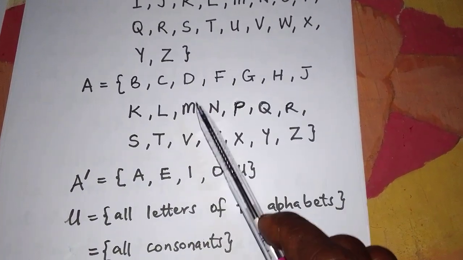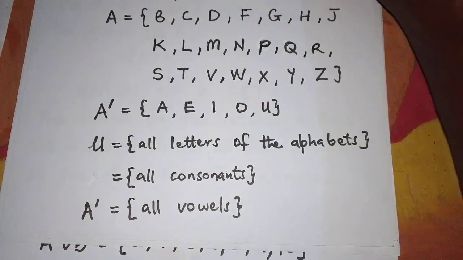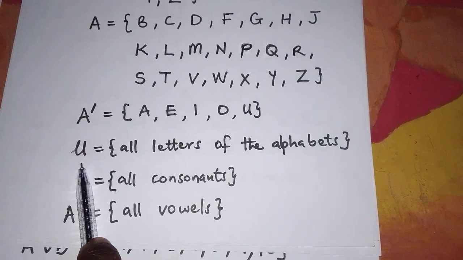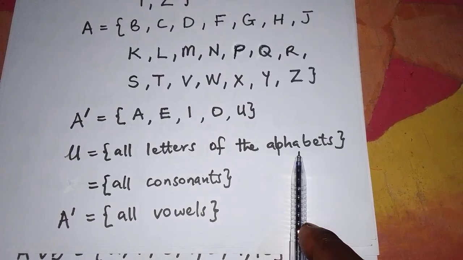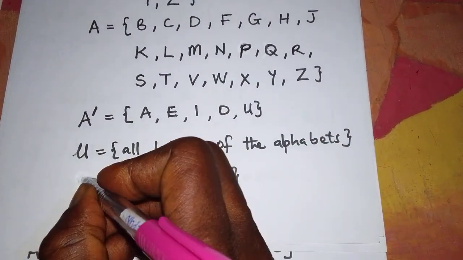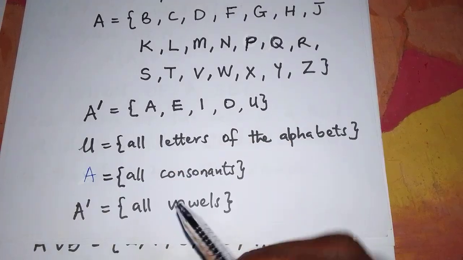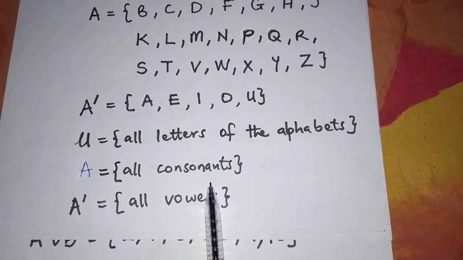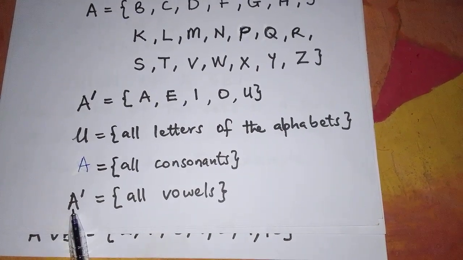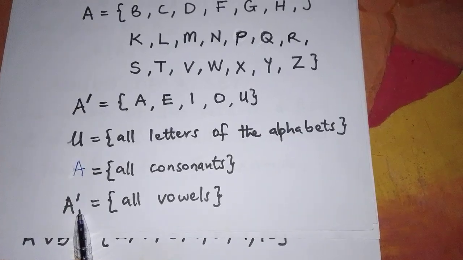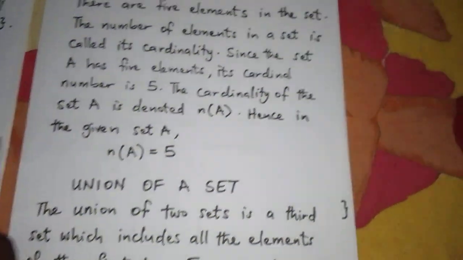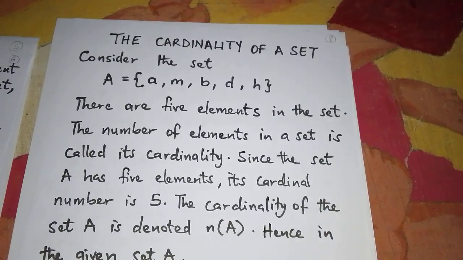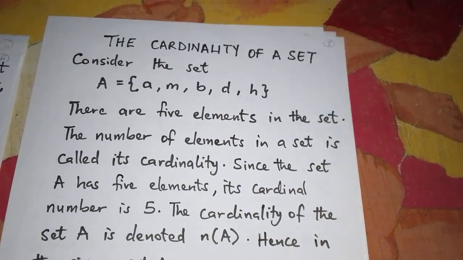So that means if you want to write this, you can see that if in the universal set you have all letters of the alphabet, and in set A you have all consonants, then the complement of A will be what? All vowels.